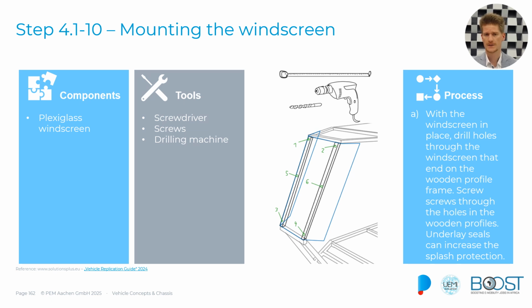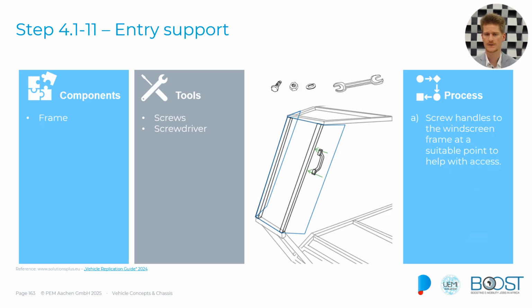Another thing that might be added to this is the so-called entry support. So it's basically just a handle that you can grab and then get into the tuk-tuk more easily. So just check a suitable point for it, where to place it, and then again mark the holes you need, drill the holes, and then screw it onto the frame where necessary.